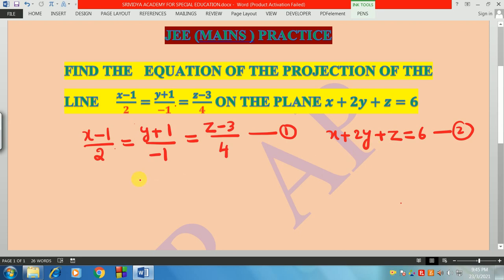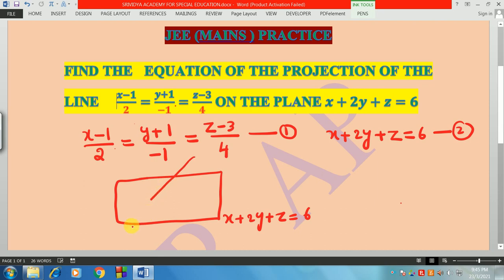Now let me consider this diagram. Let this be the plane, that is x + 2y + z = 6. We'll consider a line like this. Let A be the point of intersection of the given line and the plane. Let P be any point on the line. Let us draw a perpendicular from P to the plane. Let N be the foot of the perpendicular from the point P to the plane.